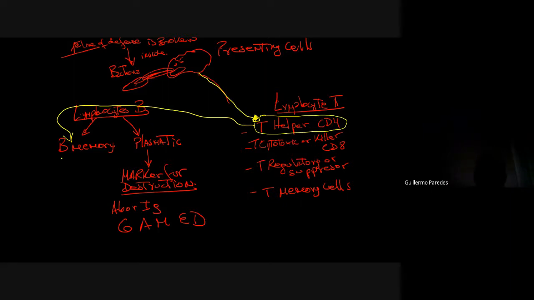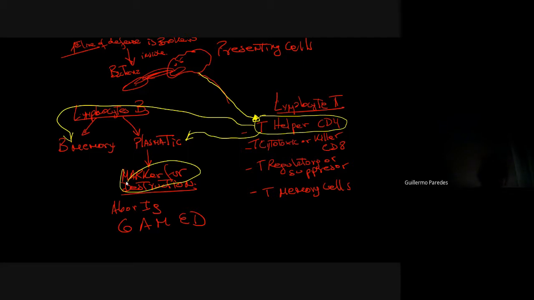Then what happened? The T-helper, in addition, look at how nice this is, is going to send orders to the plasmatic cells. What do the plasmatic cells do? They produce antibodies. Antibodies are markers for destruction. So the T-helper is going to order the plasmatic cells to produce more antibodies, marked for destruction.